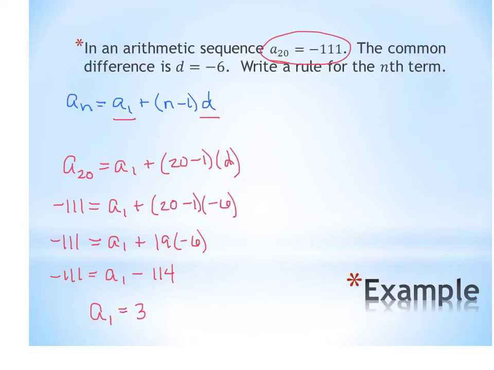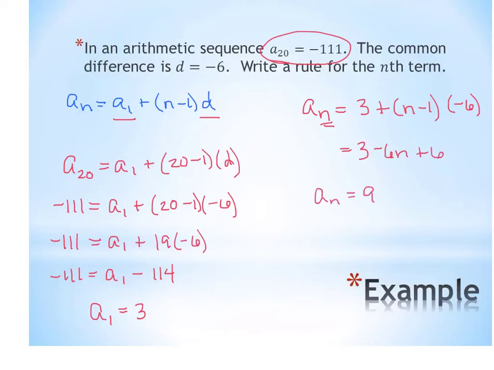And thus my rule: a sub n equals a sub 1, which is 3, plus n minus 1, because we're back to the nth term, times negative 6. And remember, you're going to clean this up a bit. Minus 6n plus 6. So a sub n equals 9 minus 6n. So in order for us to write our rule, we first had to find our a sub 1. So you just need to find whatever you're missing.